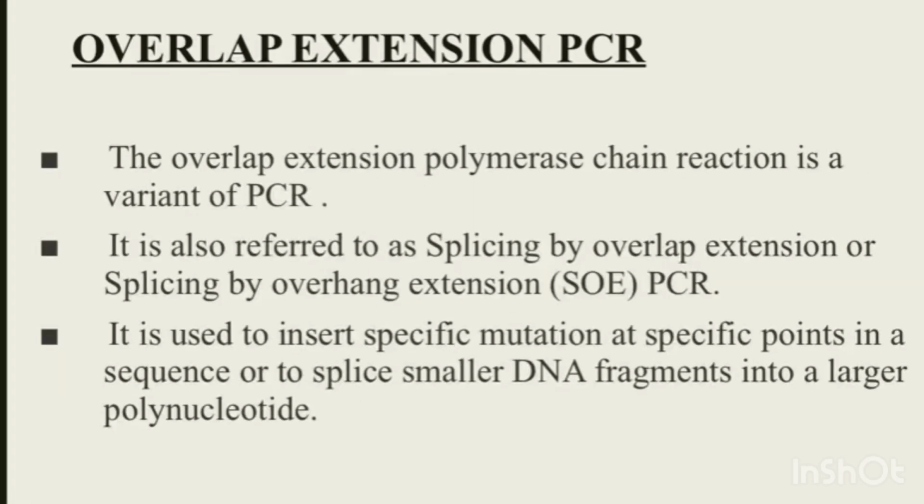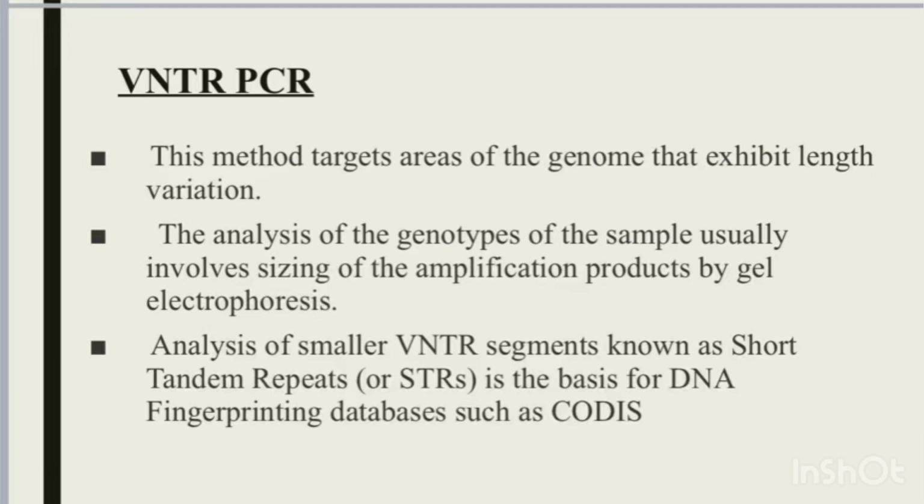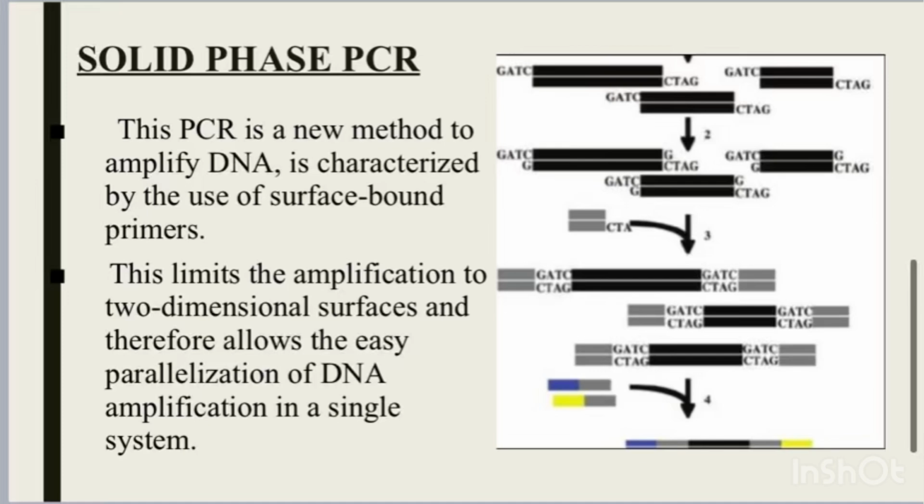Coming to the very next PCR is overlap extension PCR, which is a variant of PCR that is also referred to as splicing by overlap extension or splicing by overhang extension, SOE-PCR. The very next type of PCR is VNTR PCR, a method that targets areas of the genome that exhibit length variation. The analysis of genotype of the sample usually involves sizing of the amplification products by gel electrophoresis. So the next type of PCR is solid phase PCR.